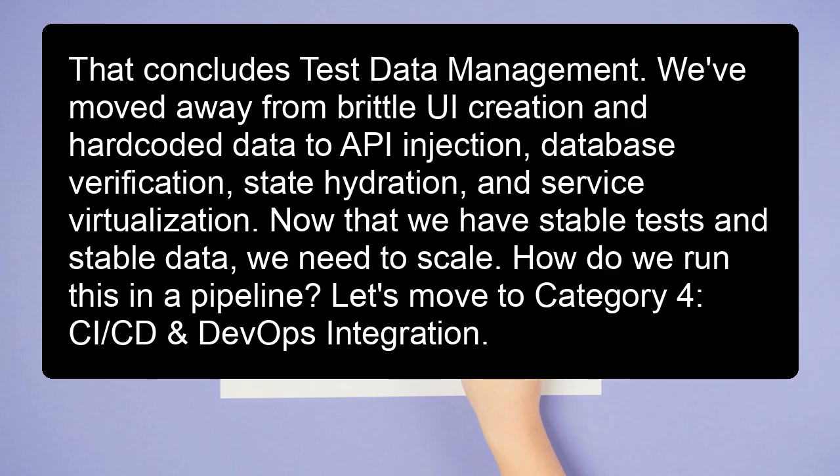That concludes test data management. We have moved away from brittle UI creation and hard-coded data to API injection, database verification, state hydration, and service virtualization. Now that we have stable tests and stable data, we need to scale. How do we run this in a pipeline? Let's move to Category 4, CI/CD and DevOps integration.